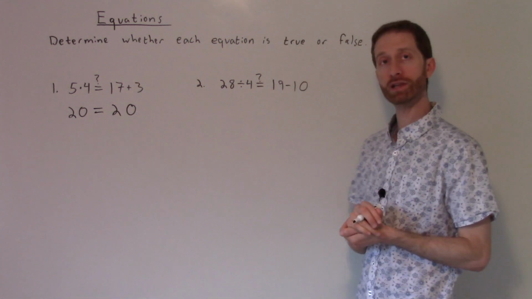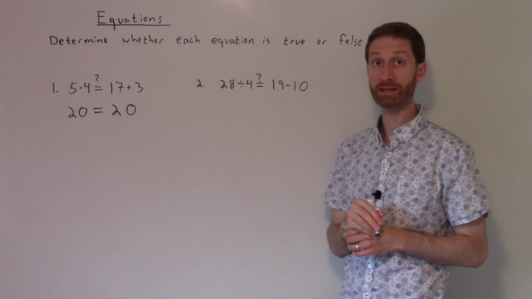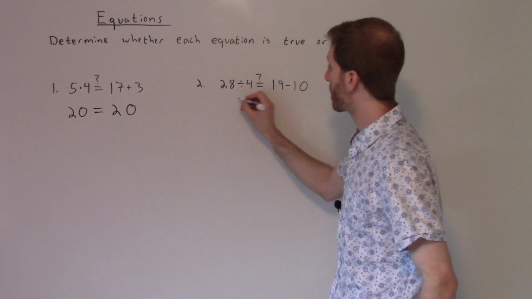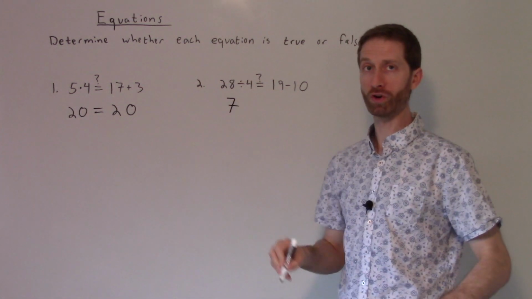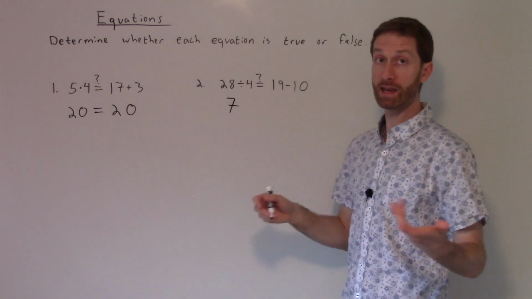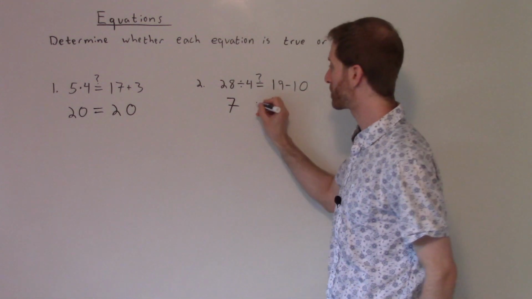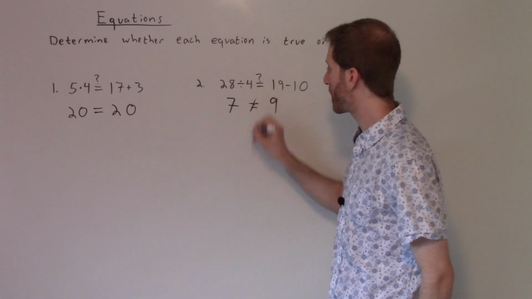Let's take a look at this next statement. 28 divided by 4, is it equal to 19 minus 10? Well, 28 divided by 4 is 7. 19 minus 10 is 9. But 7 does not equal 9, so this is a false equation, right?